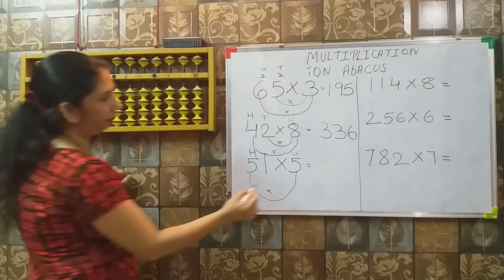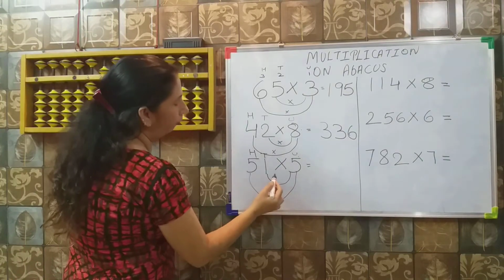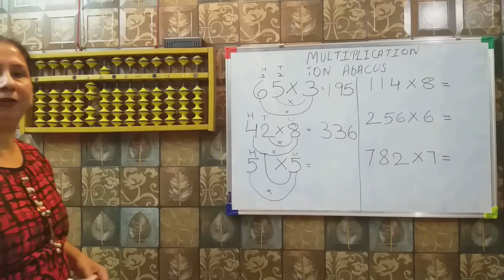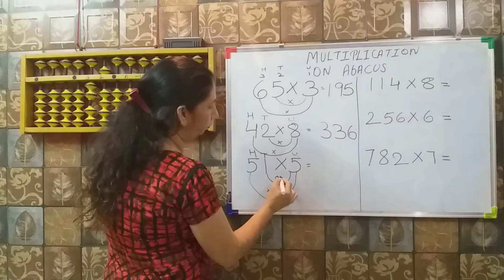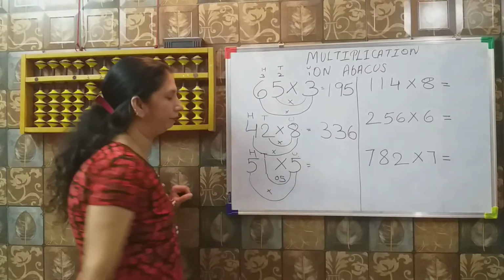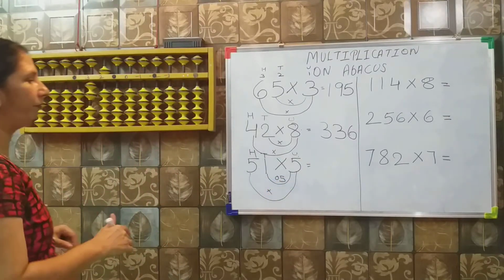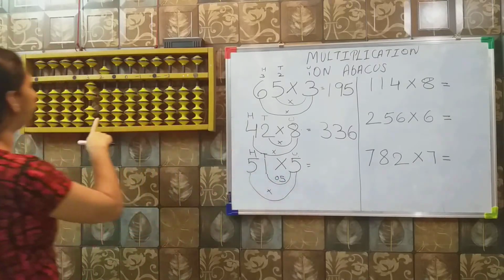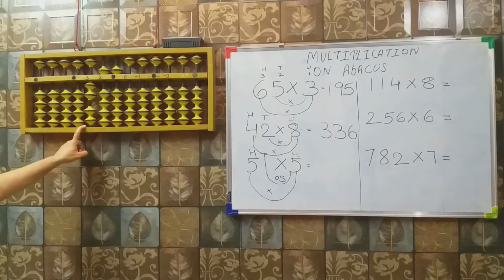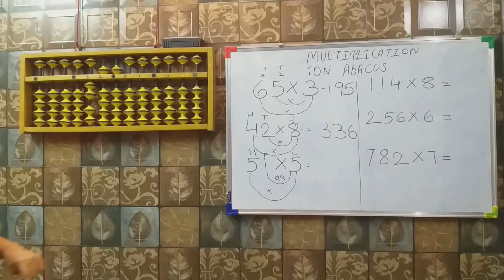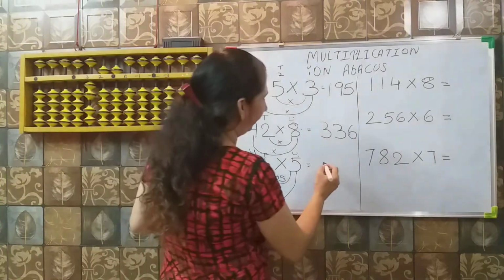Now the next number, 5 into 1. Always remember, whenever we get a single digit, we always have to add 0. So we will write 0, 5. We will not take only 5, we will take 0, 5. So 0 on the tens place and 5 on the unit place. So we got the answer 255.